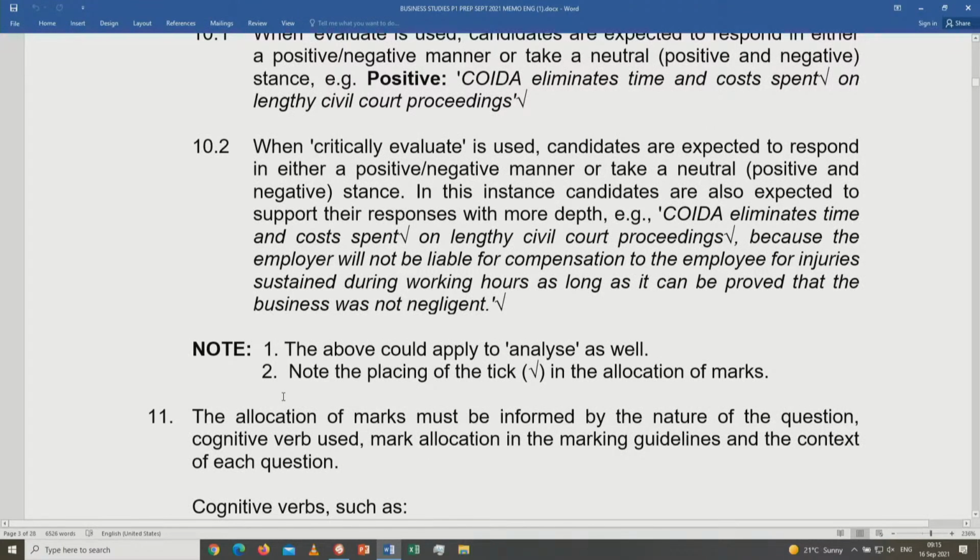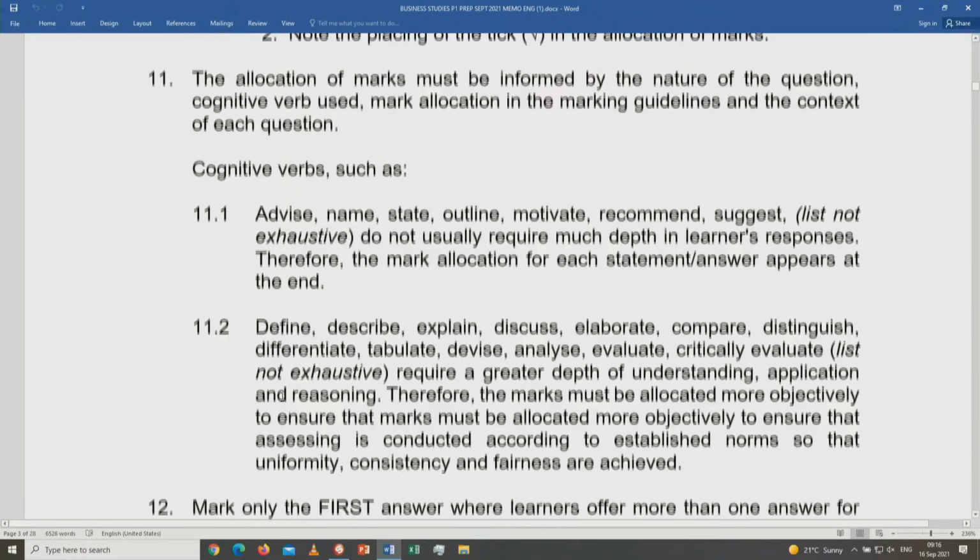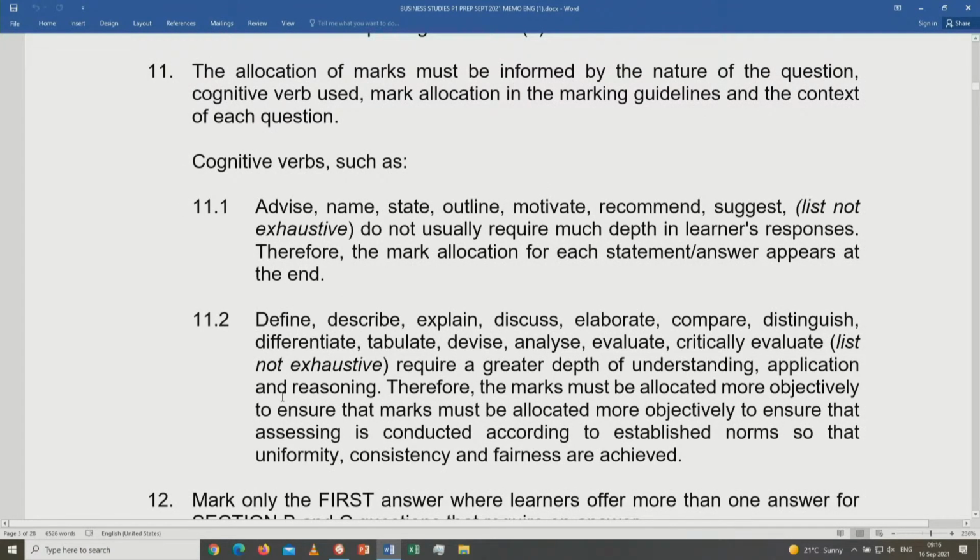And then the above could also be applied to either analyze, and note the placing of the tick in the allocation of marks. And then number 11, very, very important. The allocation of marks must be informed by the nature of the question, cognitive verbs used, mark allocation in the marking guideline, and the context of each question. Now, this note 11.1 and 11.2, very, very important, because they guide as to how you should go about marking, and that will also be realized in the marking guideline. For example, cognitive verbs such as advise, name, state, outline, motivate, recommend, suggest, and so on do not require much depth in learners' responses.